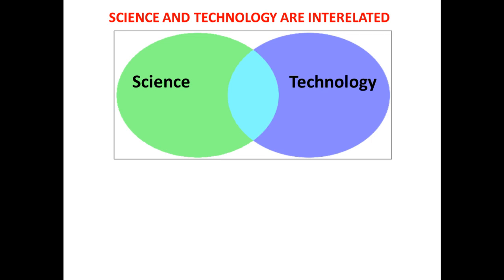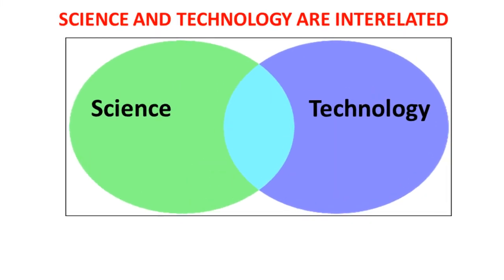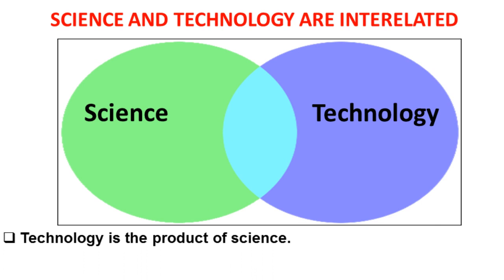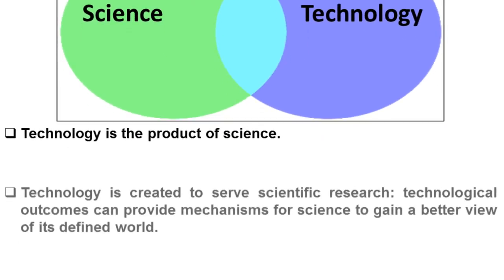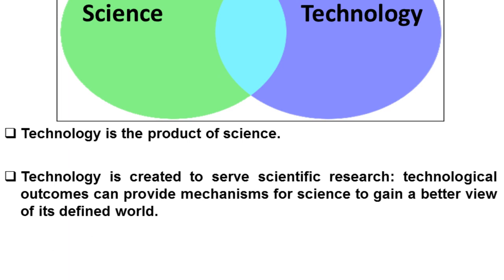So the question that poses itself here is that how are science and technology overlapped or interrelated? The answer to this question is the following. Technology is a product of science. So we can say that science is the father and technology is the son. Technology is created to serve scientific research.